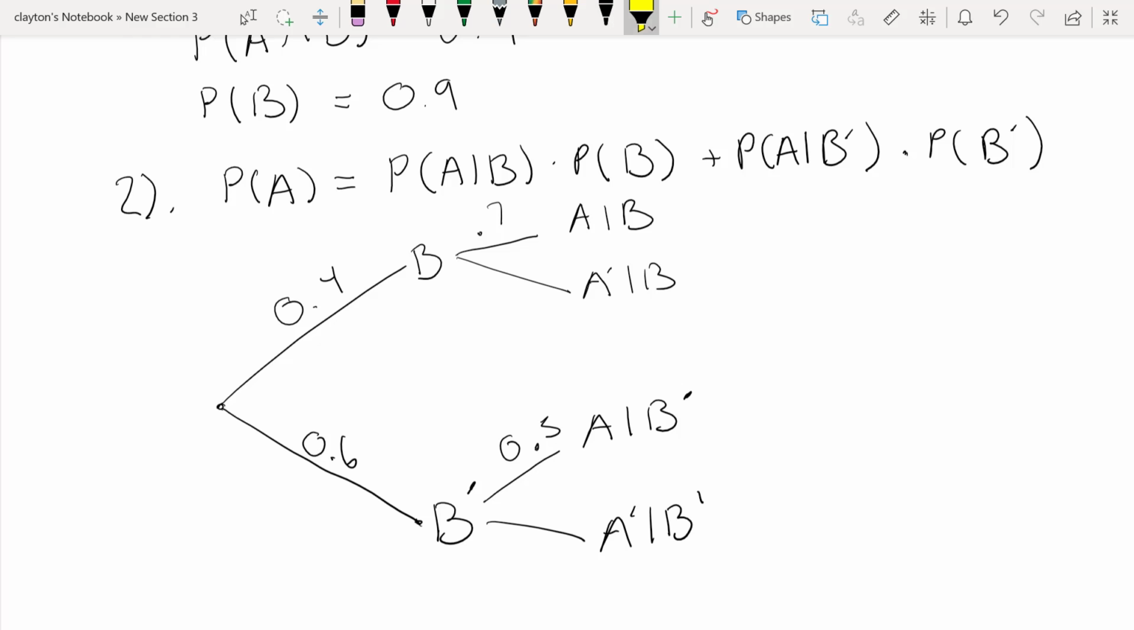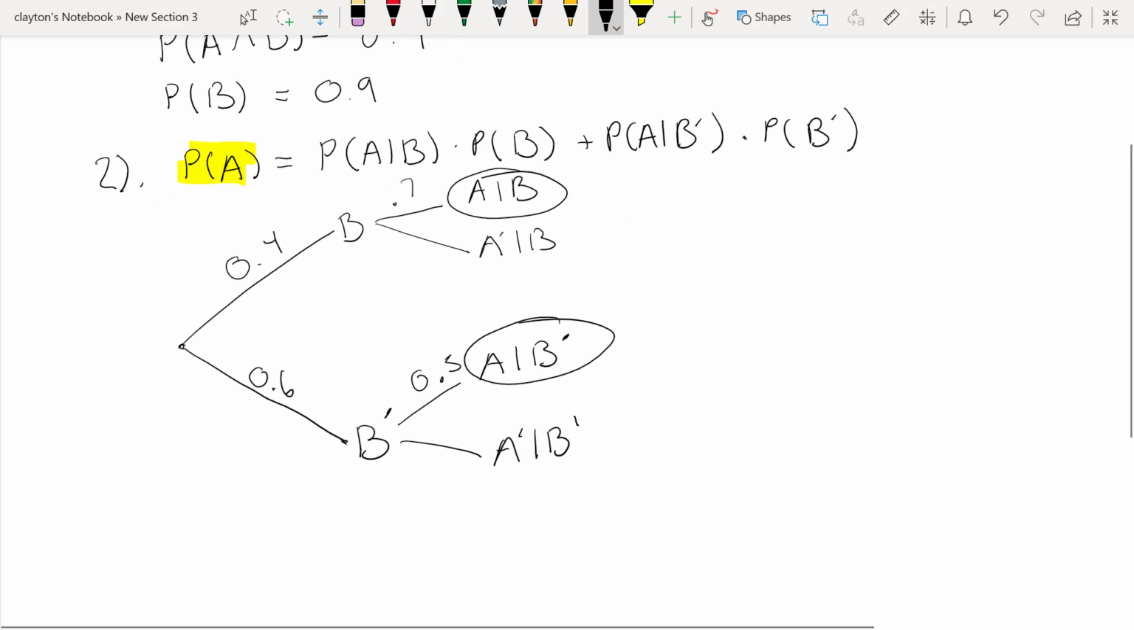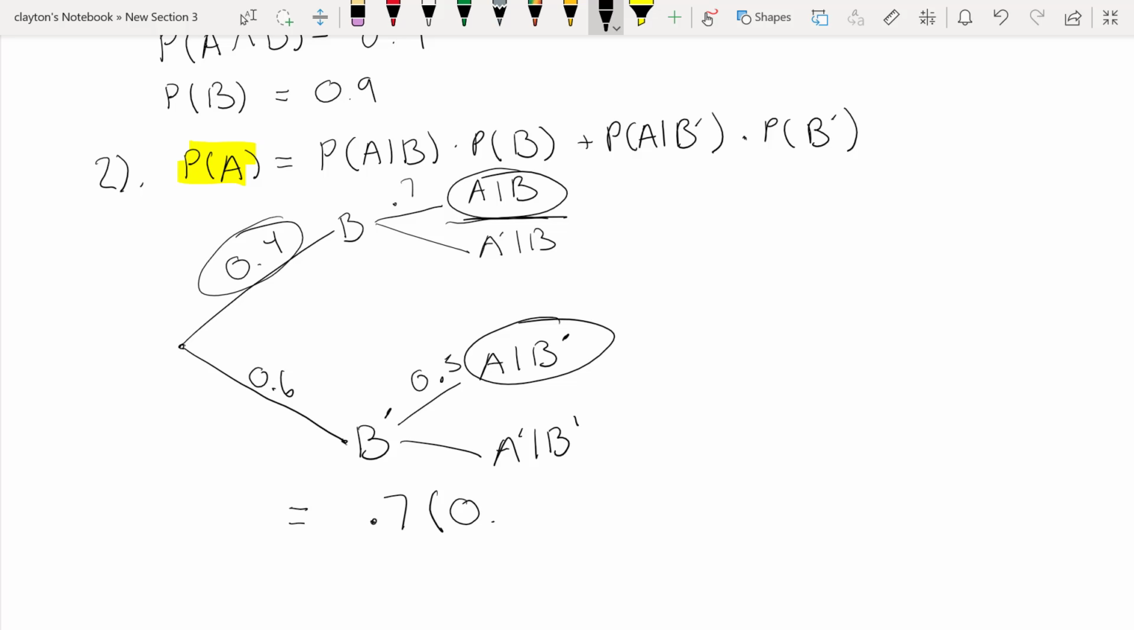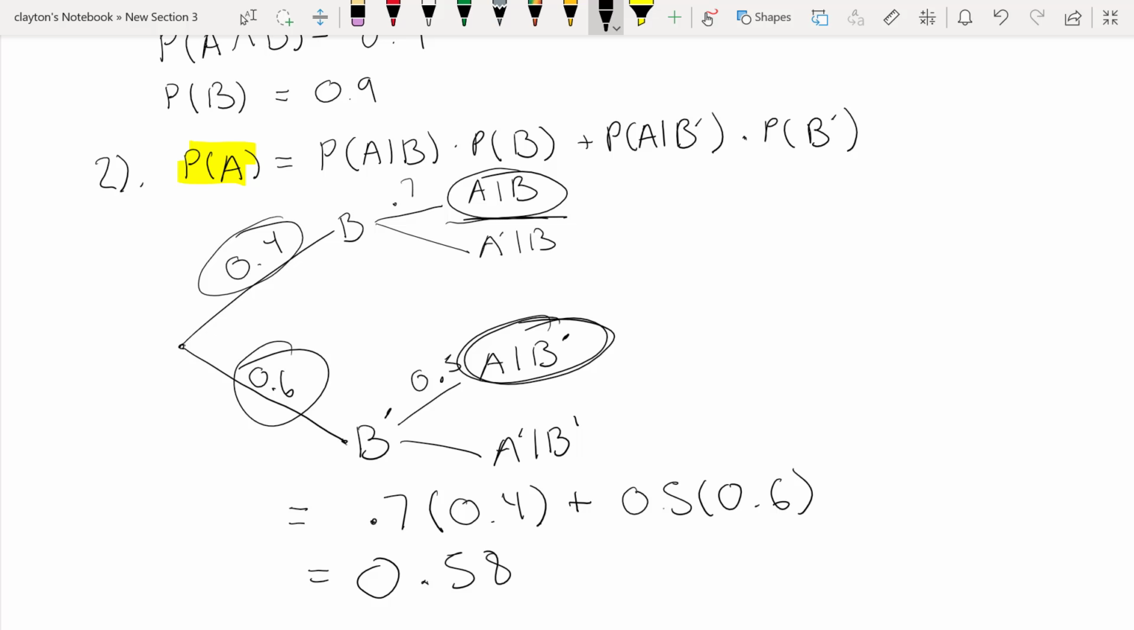So now if we're looking for the probability of A, we're just going to go look where A is occurring, right? In this case, it's here and it's here. And so the equation is exactly what we have above, and we can reorder this, right? We have A given B, 0.7, times, well, we have to travel down this branch, which is 0.4, plus, and now we'll look at our other branch, right? 0.5 times 0.6. And this ends up getting us 0.58. Okay, so that is number 2, right? So either the tree diagram or the equation there works.